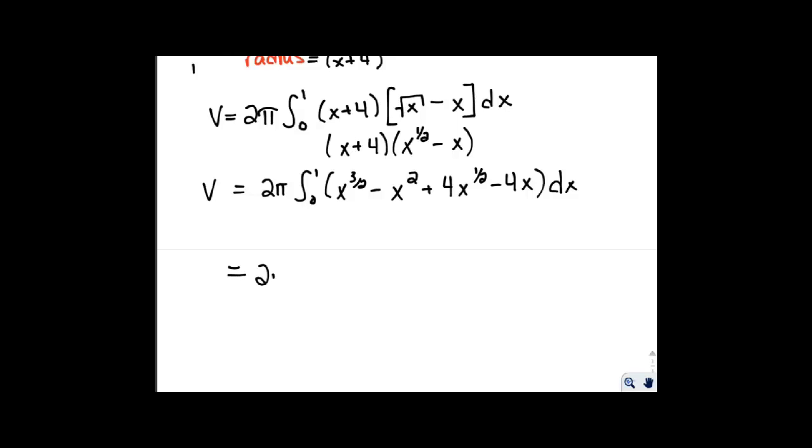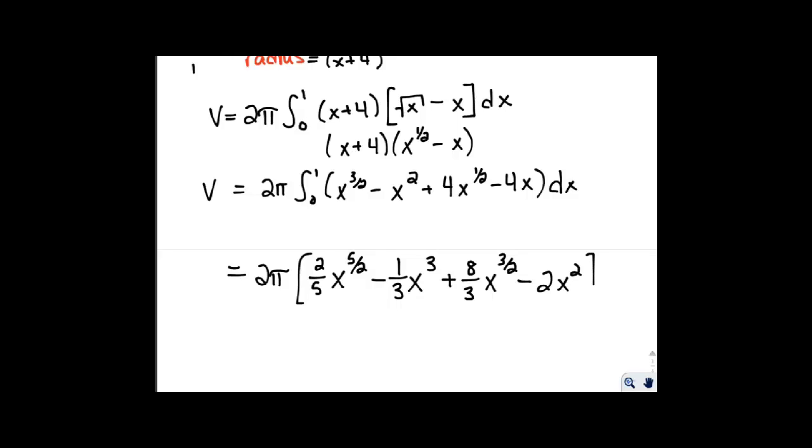So we equal 2 pi x to the 3/2 becomes x to the 5/2 because we add 1. And then we multiply by the reciprocal. So that's 2/5. It's the same as dividing by the exponent. Minus x cubed. So we put a 1/3 in front of that to take care of that. Plus x to the 3/2. Now we have to multiply by 2/3. We already have a 4, so it's 8/3. And then minus 2x squared, because when we take the derivative of 2x squared, we get 4x.